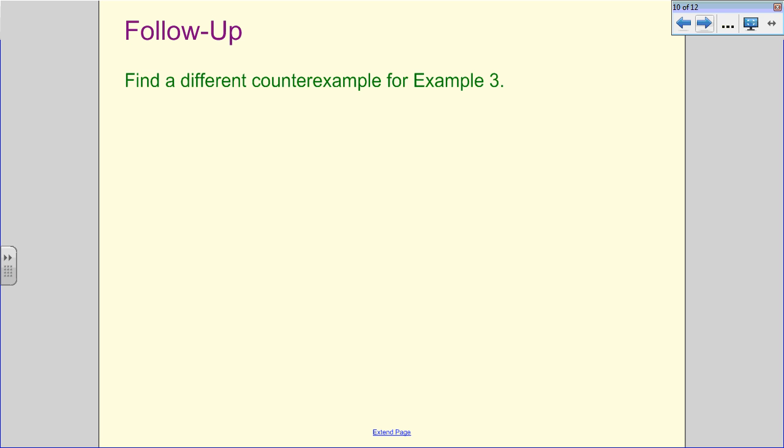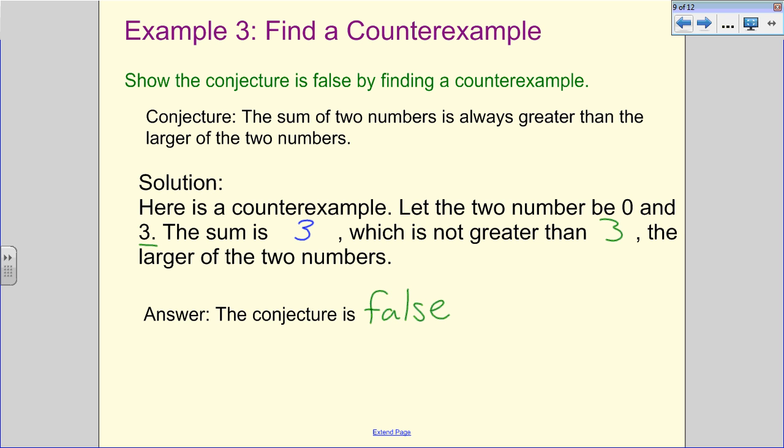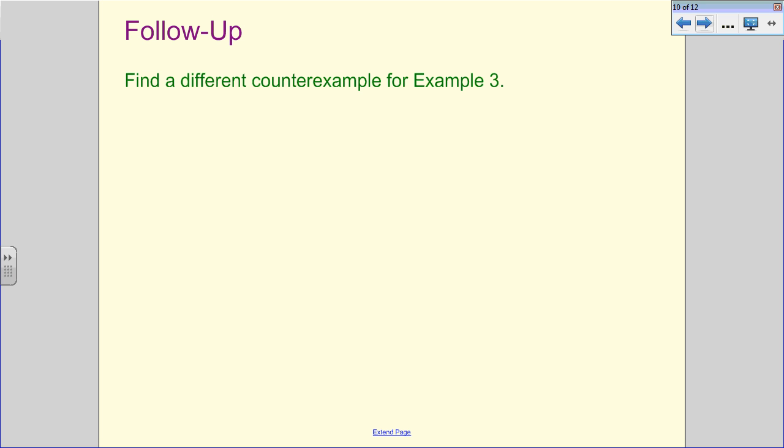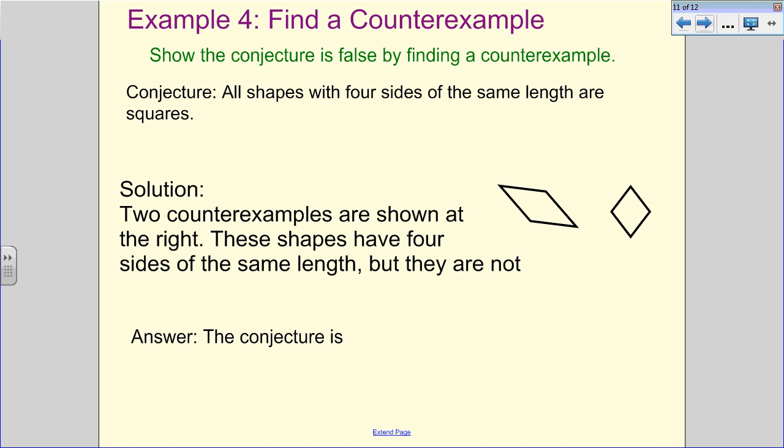All right, so now what you need to do is you're going to use that same conjecture that the sum of 2 numbers is always greater than the largest number, and make a counterexample for that. So here's another checking class problem.